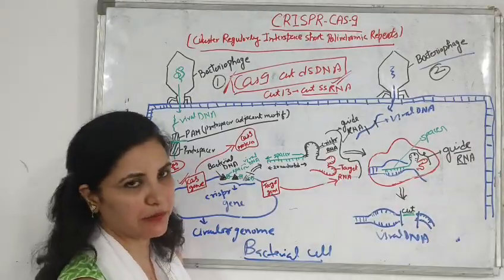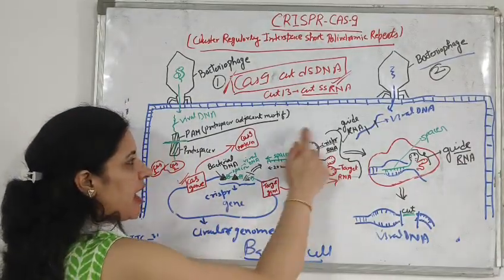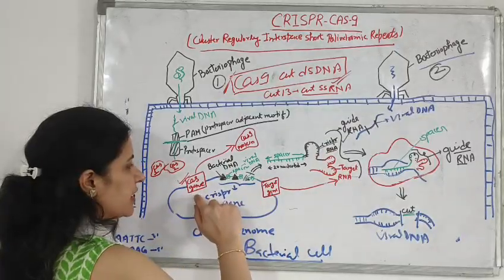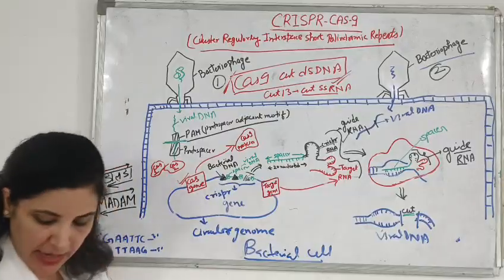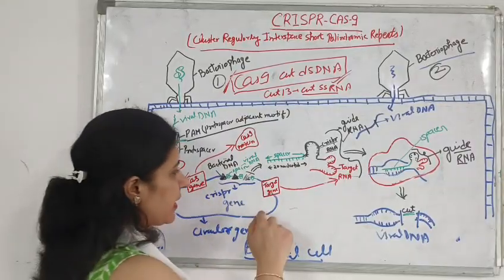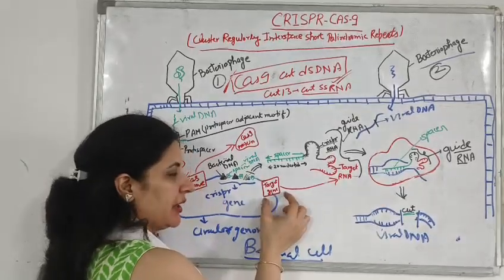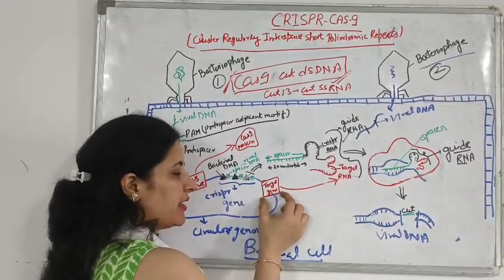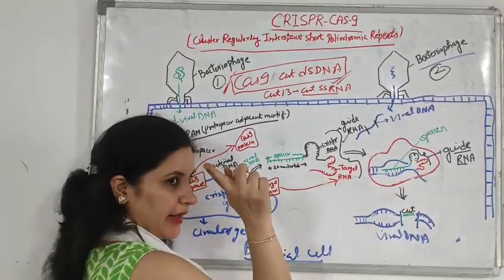Okay, so from this CRISPR gene an RNA will form, and from this Cas gene there is synthesis of this Cas9 protein. Okay, besides this, the circular bacterial genome also consists of another gene, that is your target gene, and when this target gene undergoes the transcription process, it will form the target RNA.